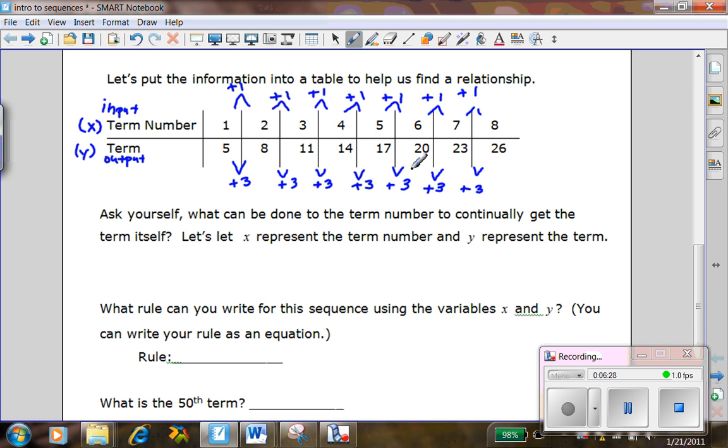And I'm hoping you just said the magic word, which is one of my favorites, the coefficient. So this number right here is going to be our coefficient. So our rule or equation is going to be something like y equals 3 times x. The coefficient on the variable x is 3 because the outputs kept going up by 3.